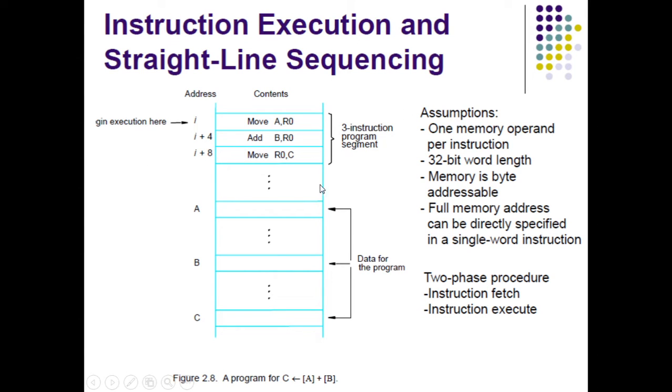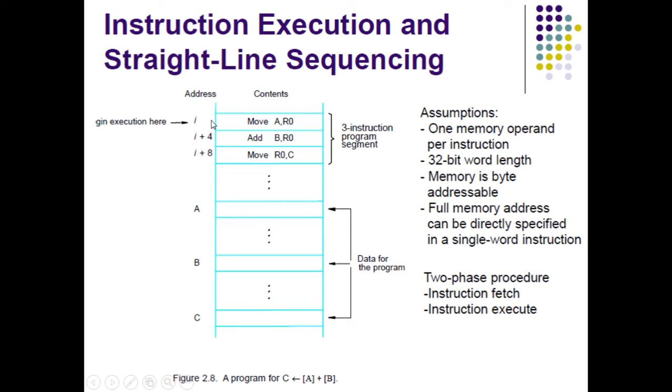So how do we execute such instructions? In straight line sequencing, while executing our first instruction, the one available at address location I, we have a special purpose register, the program counter, which is automatically incremented and points to the address location of the next consecutive instruction. That is the next instruction present sequentially after the currently executing instruction, the one available at I plus 4.